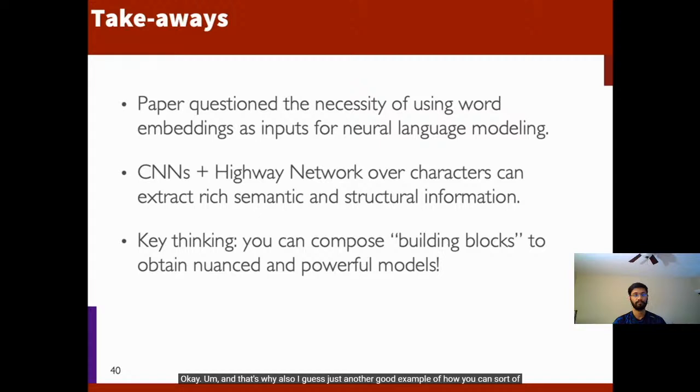And that's also, I guess, just another good example of how you can compose together different kinds of building blocks to make more powerful models, which you might also want to think about for your final projects.